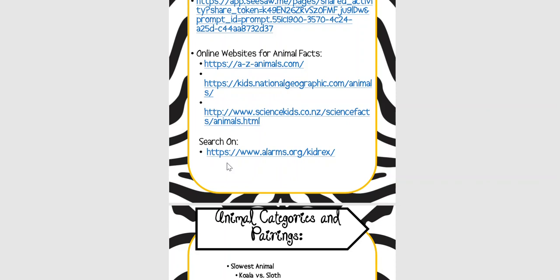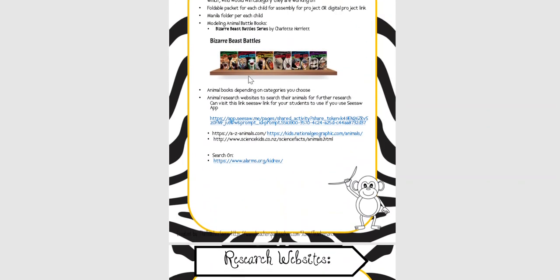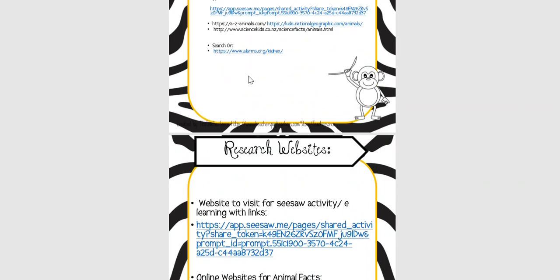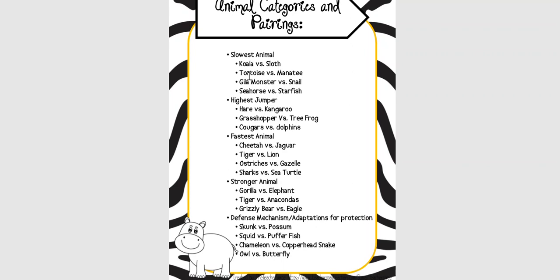There are websites for the students to do research, and then there's also some recommendations of some Bizarre Beast Battle books, or like the Who Would Win books that this project is kind of based off of, if you've ever read those. And then there's predetermined animal categories and pairings. So slowest animal, these pairings of animals would work really well for those. Highest jumper, fastest animal, stronger animal, defense mechanisms.